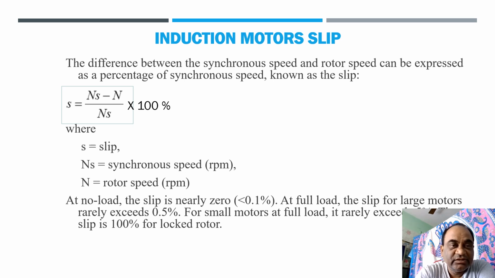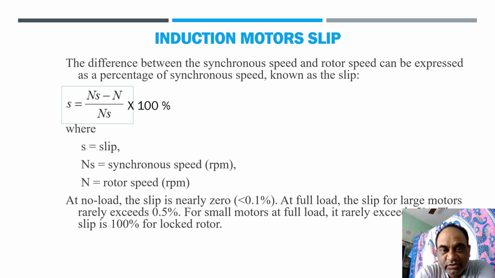So s is equal to the difference of Ns and N divided by Ns, the synchronous speed, multiplied by 100, and it is often represented in percentage or decimal. S is the slip, Ns is the synchronous speed, N is the actual speed of the motor. At no load, the slip is nearly zero, less than 0.1%. At full load, the slip for the large motors rarely exceeds 0.5%.